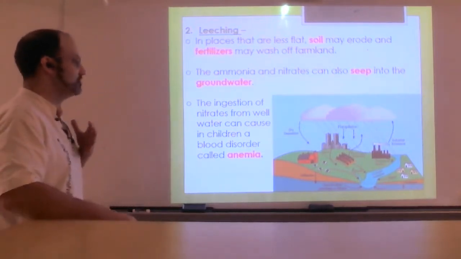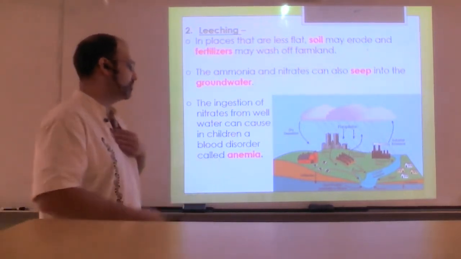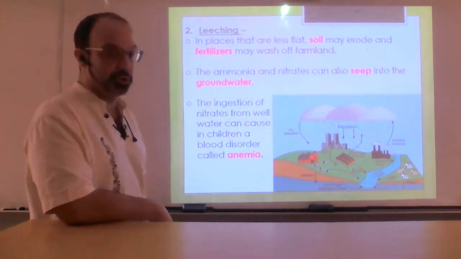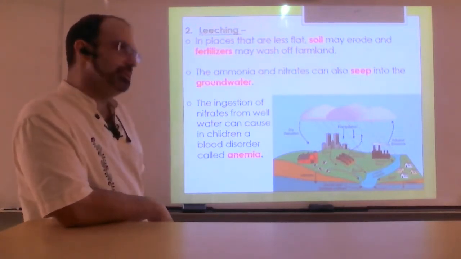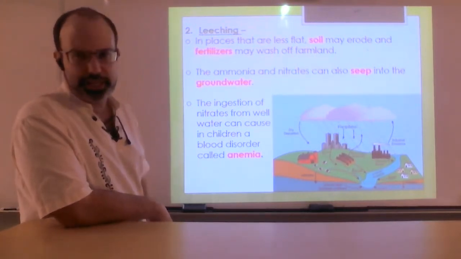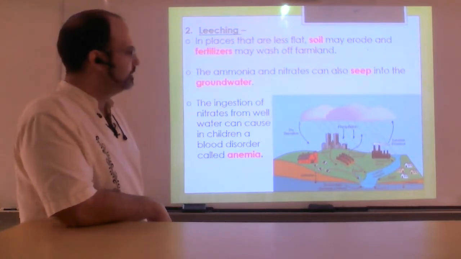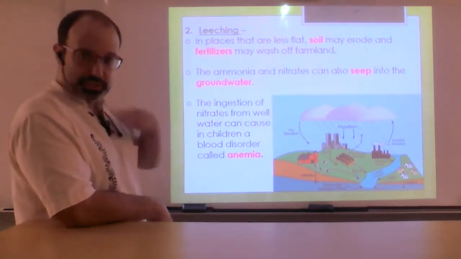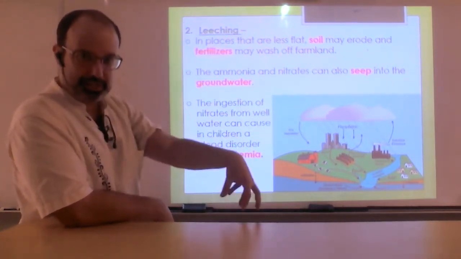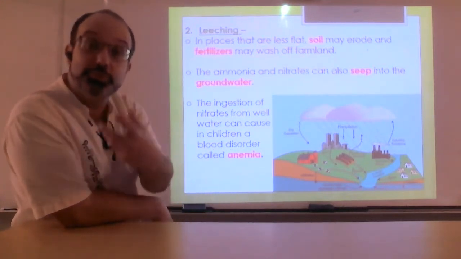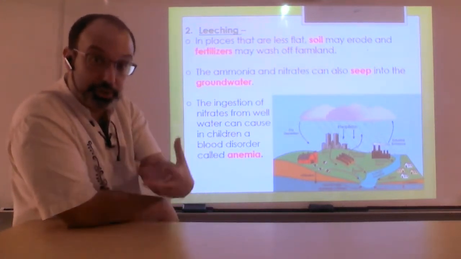It turns out that ingesting nitrates from well water can cause children a blood disorder called anemia, which I believe is a blood disorder that means you can't easily clot. I think it means you bleed a lot. I'd have to check. Point is, if it's sliding across the surface or digging into the ground, it's not a good thing. This is the reason why we have to filter and process water.